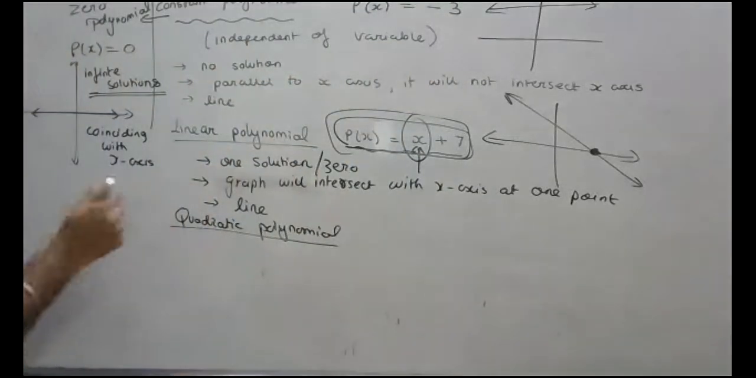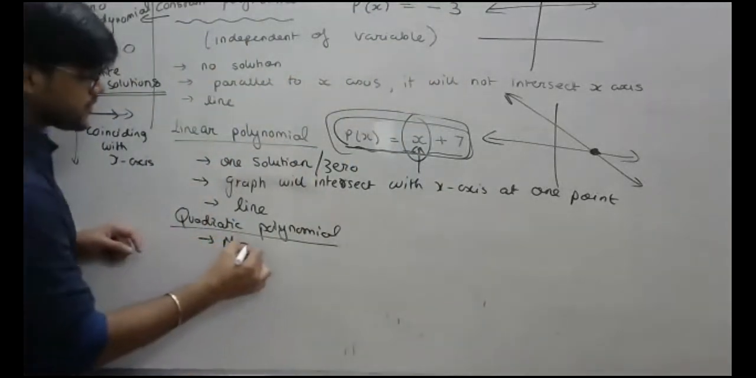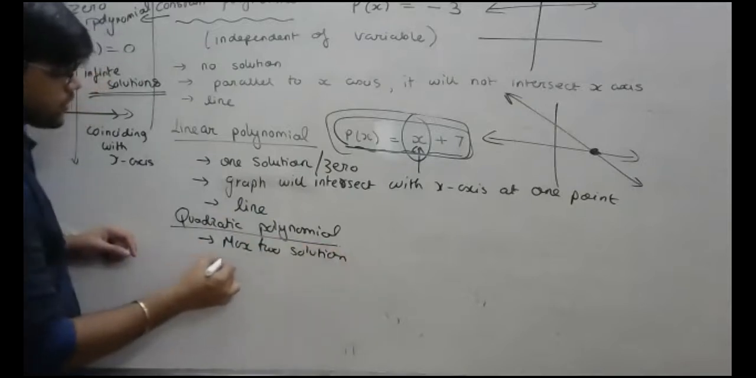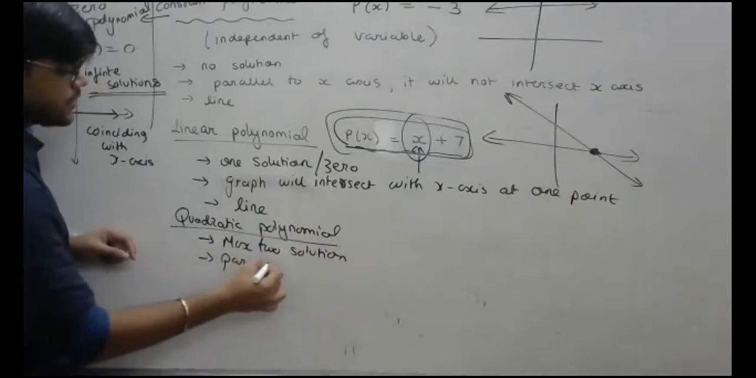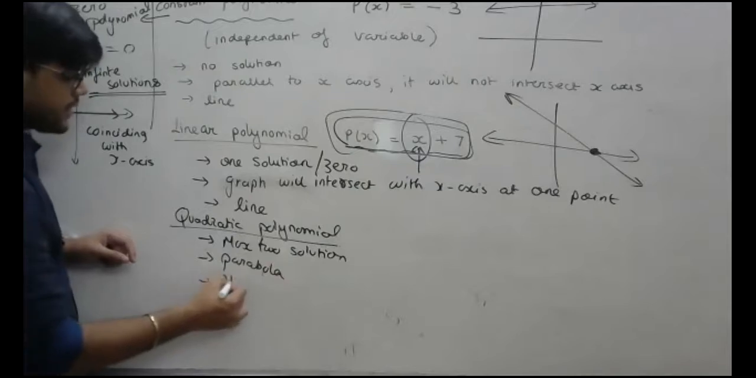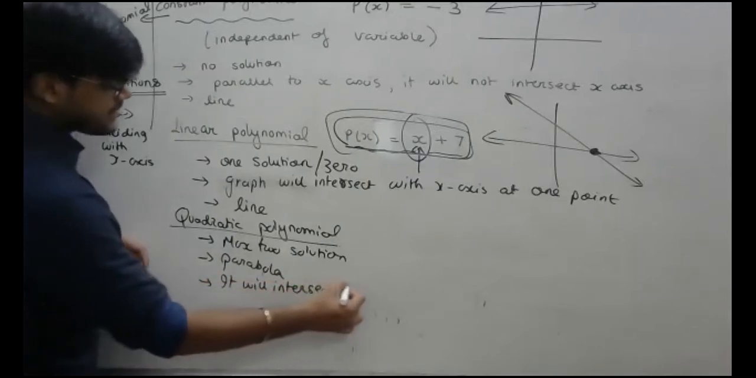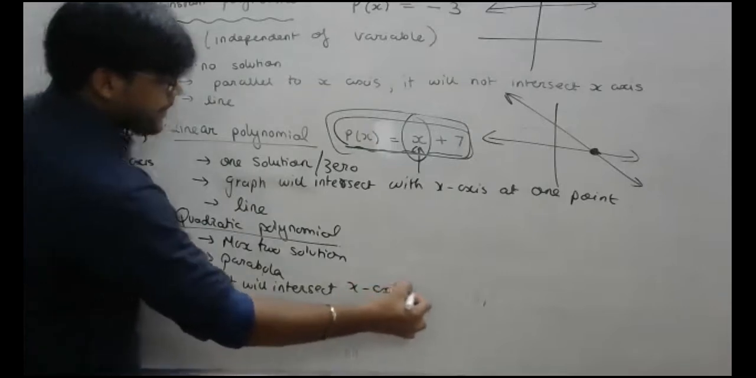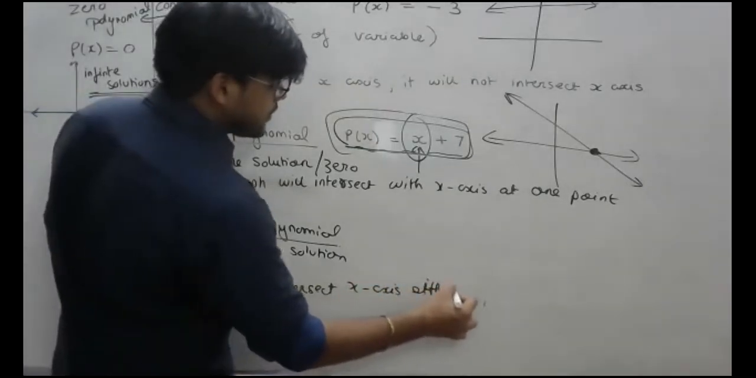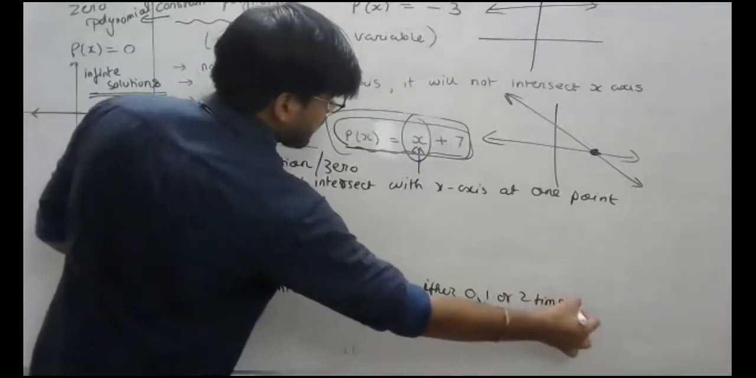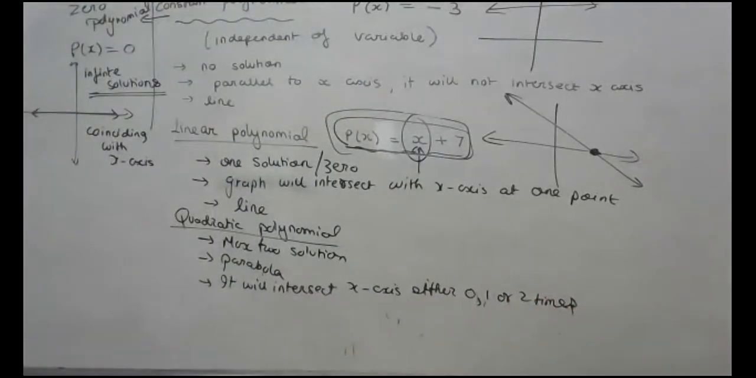What is a quadratic polynomial? It will have maximum two solutions. The graph will always look like a parabola. It will intersect the x-axis either 0 times, 1 time, or 2 times. It can intersect the x-axis either 0, 1, or 2 times.